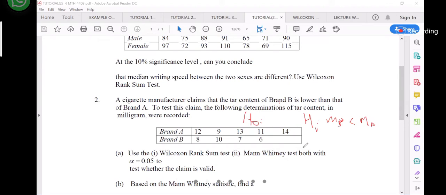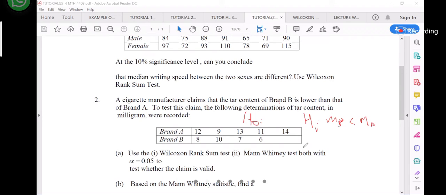So for 2A, what do you get? U1 equal to 19, U2 equal to 1. Yeah. So the U statistic will be 1. The U statistic should be 1.